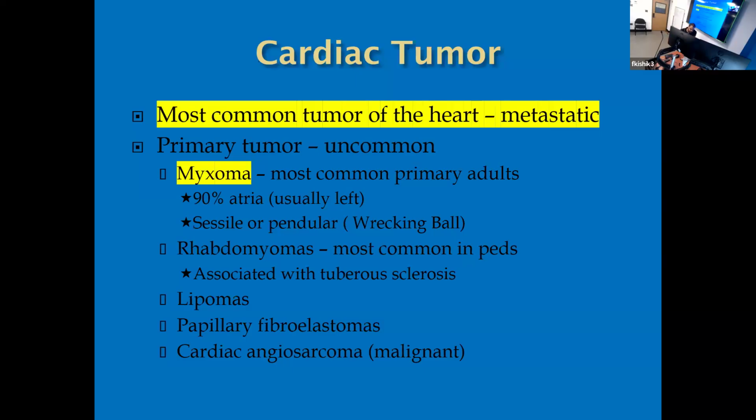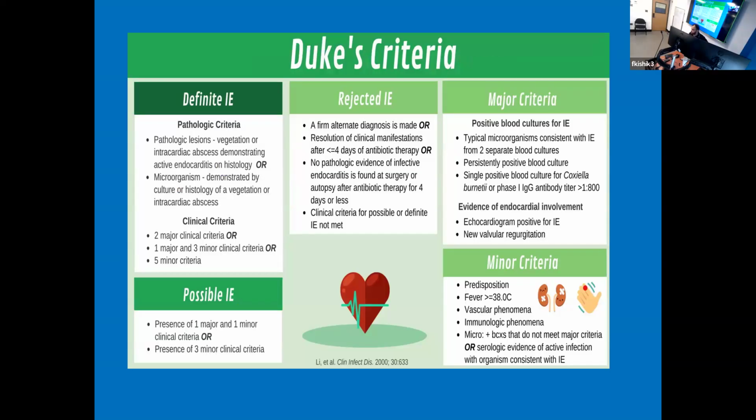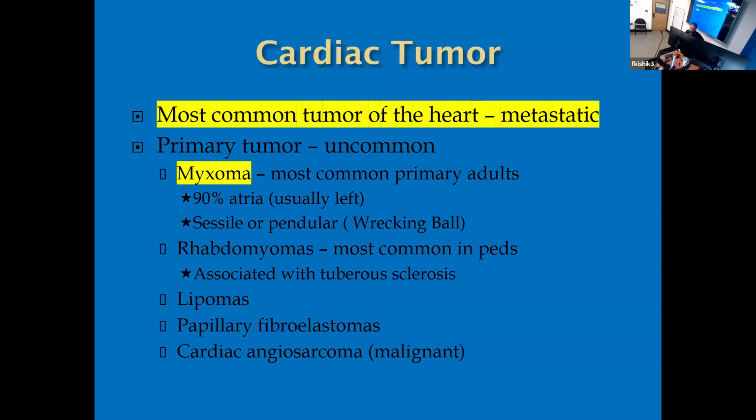So Duke's is going to be for endocarditis. Jones is going to be for rheumatic fever. You should know both of those.